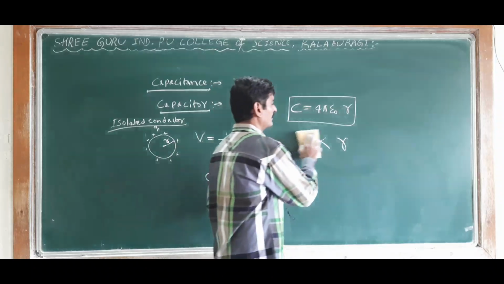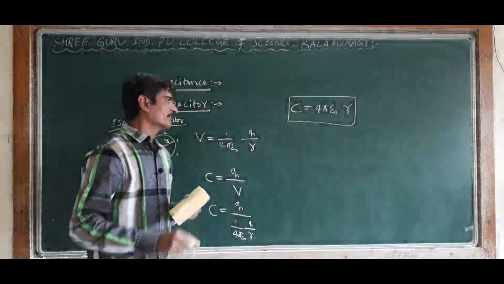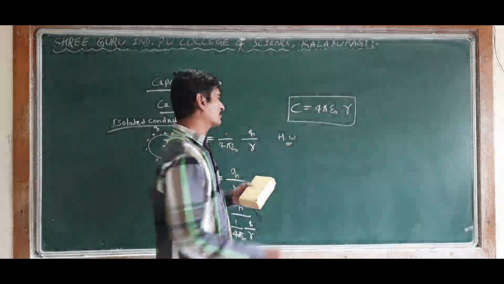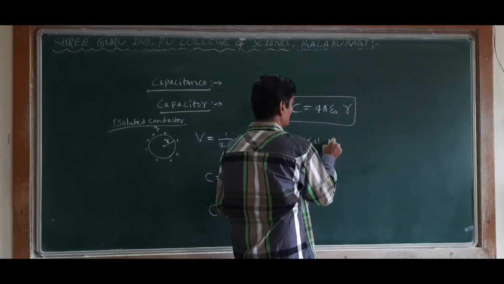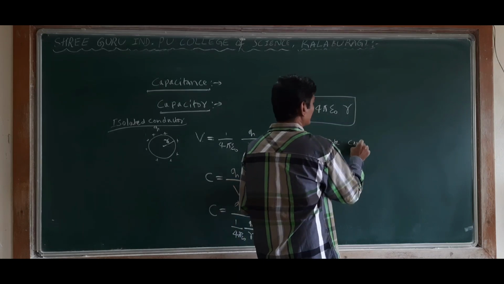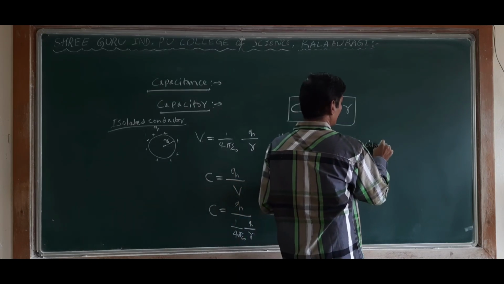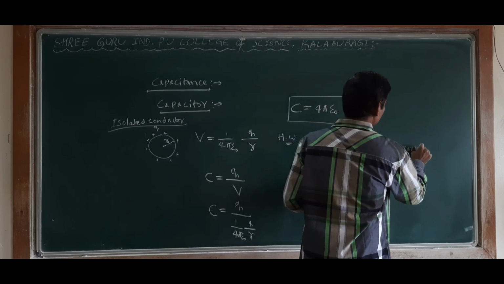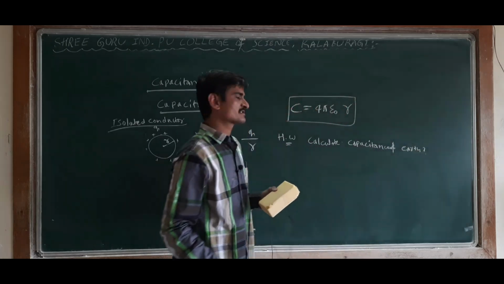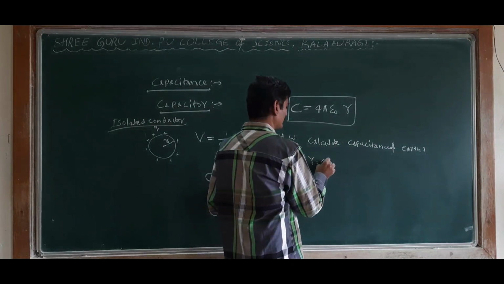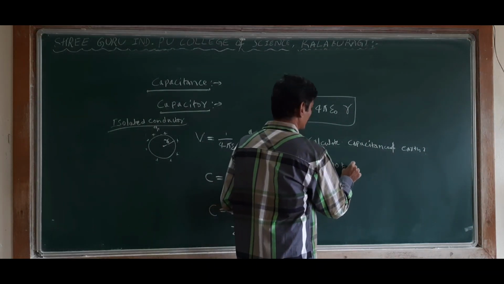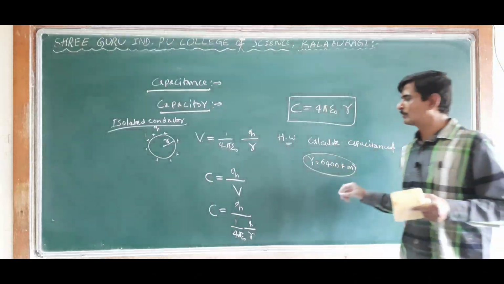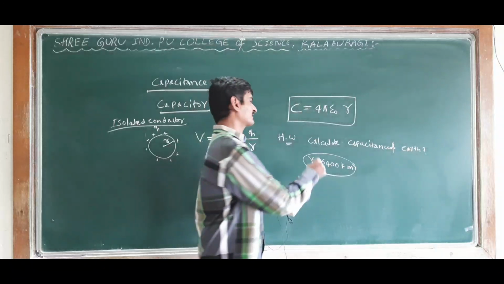Now I will give a homework. This is a homework, you only have to do it. Calculate the capacitance of the earth. In the first year you have studied that the radius of the earth is 6,400 kilometer. So you only do this: calculate the capacitance of the earth.